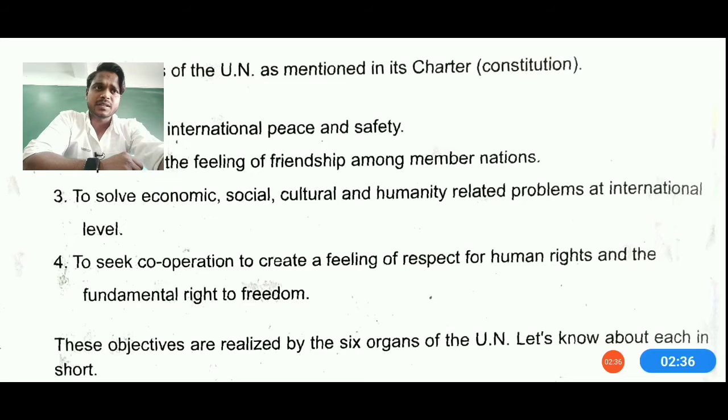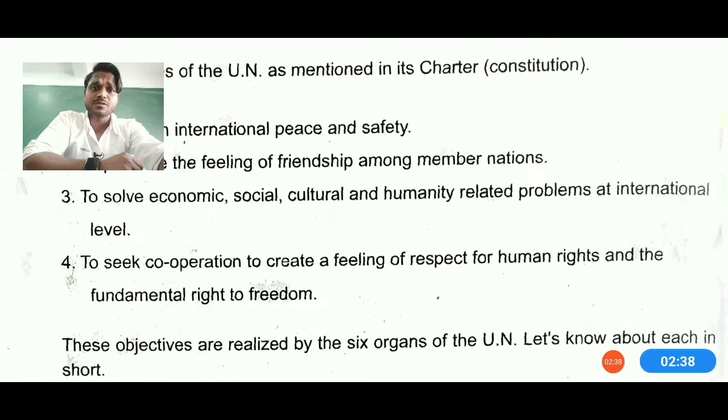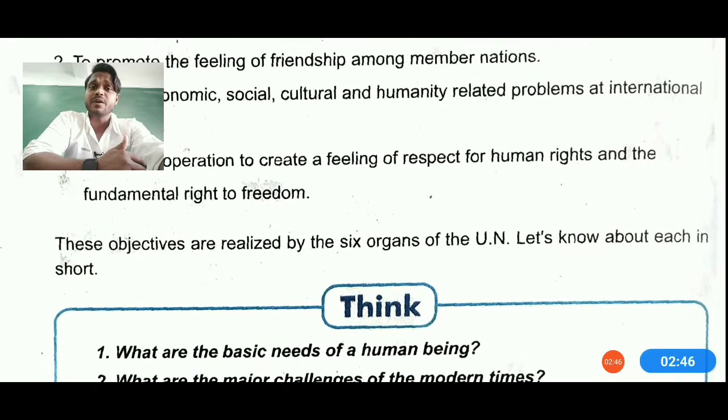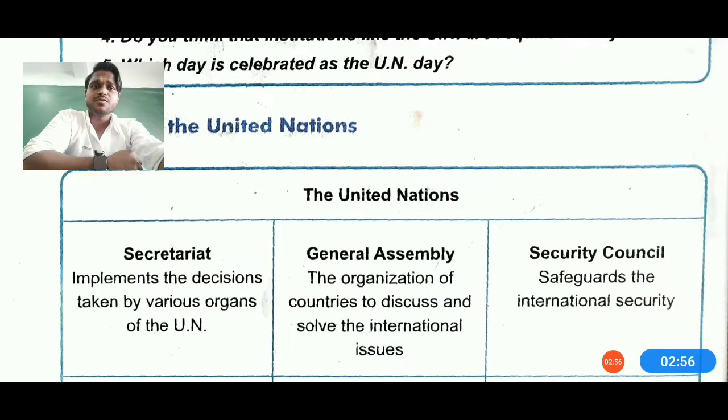Okay, and if you go further, then you can say to seek help from cooperating people or from other nations. Also, to create a feeling of respect, human rights, fundamental duties and principles, the UN is working here. So these objectives are actually realized by the 6 organs of the UN. Now let's know about the basic short examples related to the 6 organs. Okay, that will be shown here.